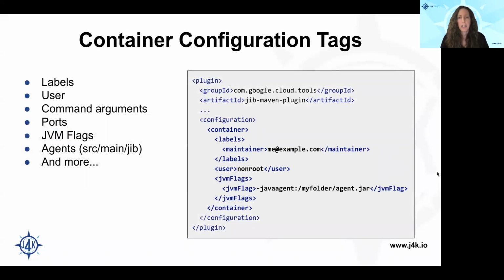As far as configuration, the configuration for Jib lives in your POM file or your Gradle build file. So here, for example, you can see a label being set. You can see the user being set to a non-root user. And you can also see a JVM flag that is enabling an agent that would have been copied over. You can see on the left-hand side, if you place any files in the source main Jib directory, then Jib will place those files in the image outside of the class path. That's one way you can get agents in there, for example. It's sort of like the catch-all mechanism.